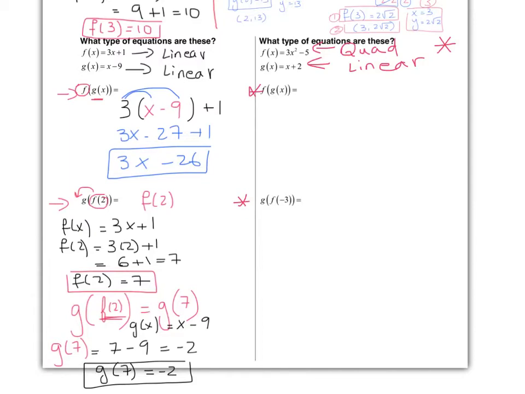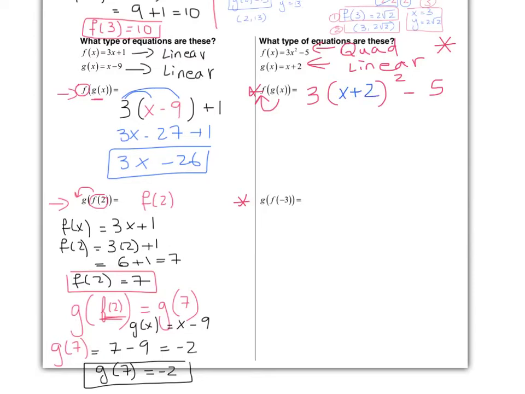Now here, in f of g of x, it means you have to plug in g of x in f. So let's see what f is. F is 3x squared minus 5. So let's write it down. 3x squared minus 5. This is what f is. Now we need to plug in g of x wherever this is. So g of x is x plus 2. So you plug in x plus 2 in the parentheses.